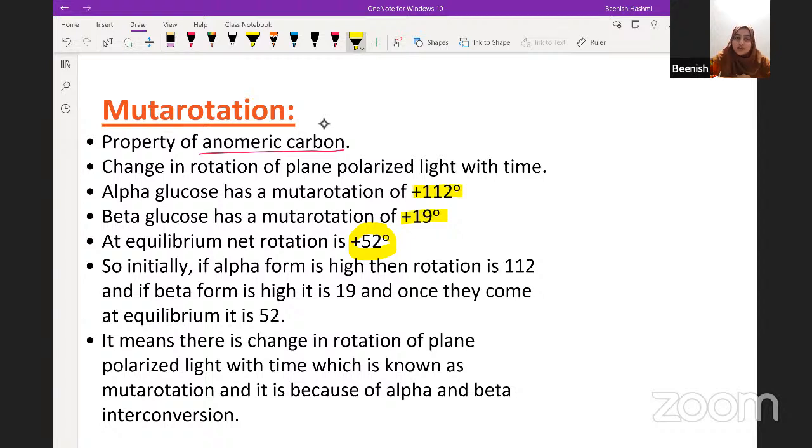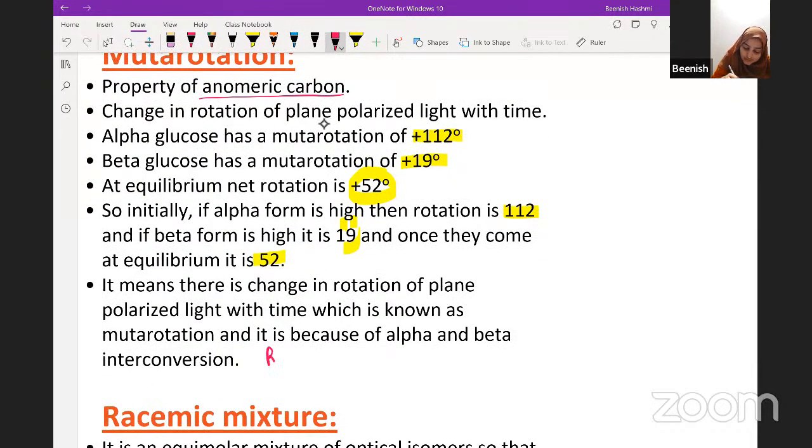So what is happening is, initially, if the alpha form is high, then the rotation is 112 degrees. Or if the beta form is high initially, then it is 19 degrees. And once equilibrium is reached, the rotation is 52 degrees. So there is a change in the rotation of plane polarized light with time, which is known as mutarotation. And why is this happening? This is happening because of interconversion of alpha and beta forms. This reaction is reversible, so alpha can change into beta and beta can change into alpha.